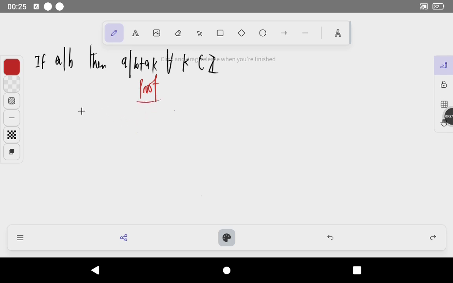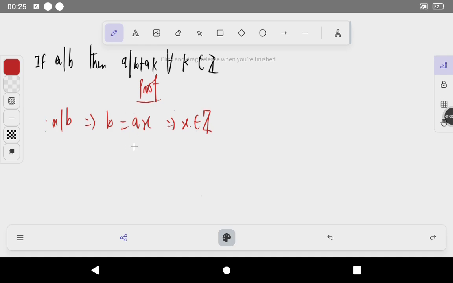So how do we prove this statement? According to the statement, A divides B, that is, A is a divisor of B. Now this implies that B is equal to A multiplied by some integer x altogether. So if A is a divisor of B, it means that B is equal to A multiplied by some integer x, where x is in the set of integers.